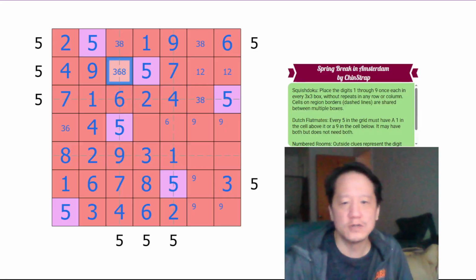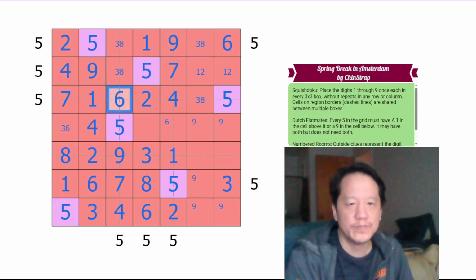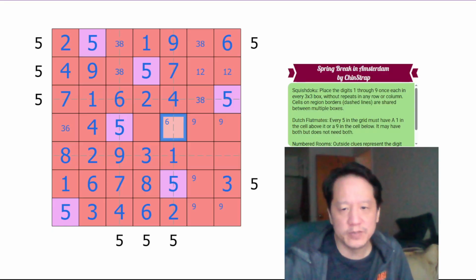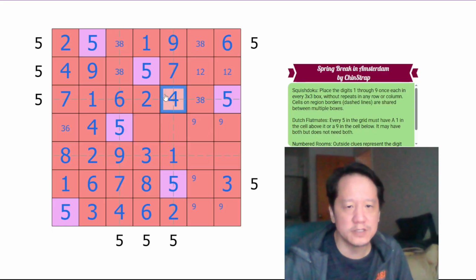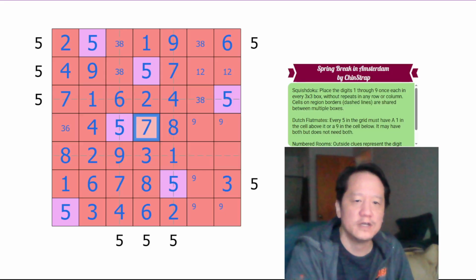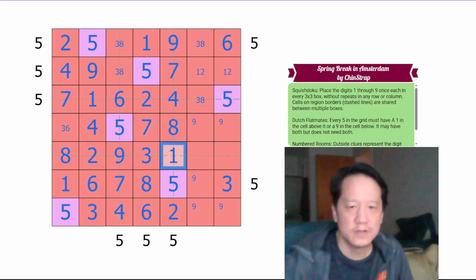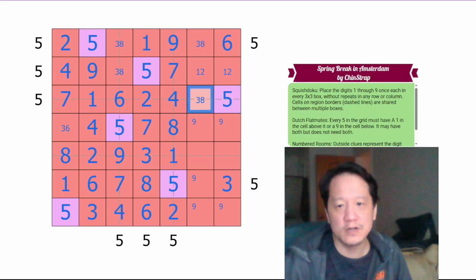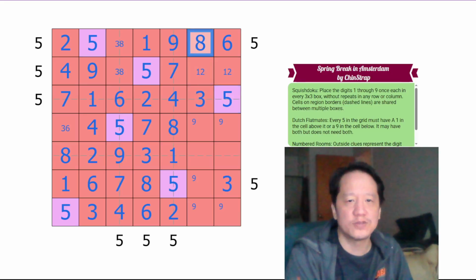So it's 6 here, which eliminates 6 here. That means this can't be 6 anymore. Remaining digits in the central box are 7 and 8. 7 can't be here because of 7 in the column, so this is 8. This is 7. 8 eliminates 8 here, so this is 3, which makes this not 3. That's 8, which makes this not 8. That's 3. This is 8.